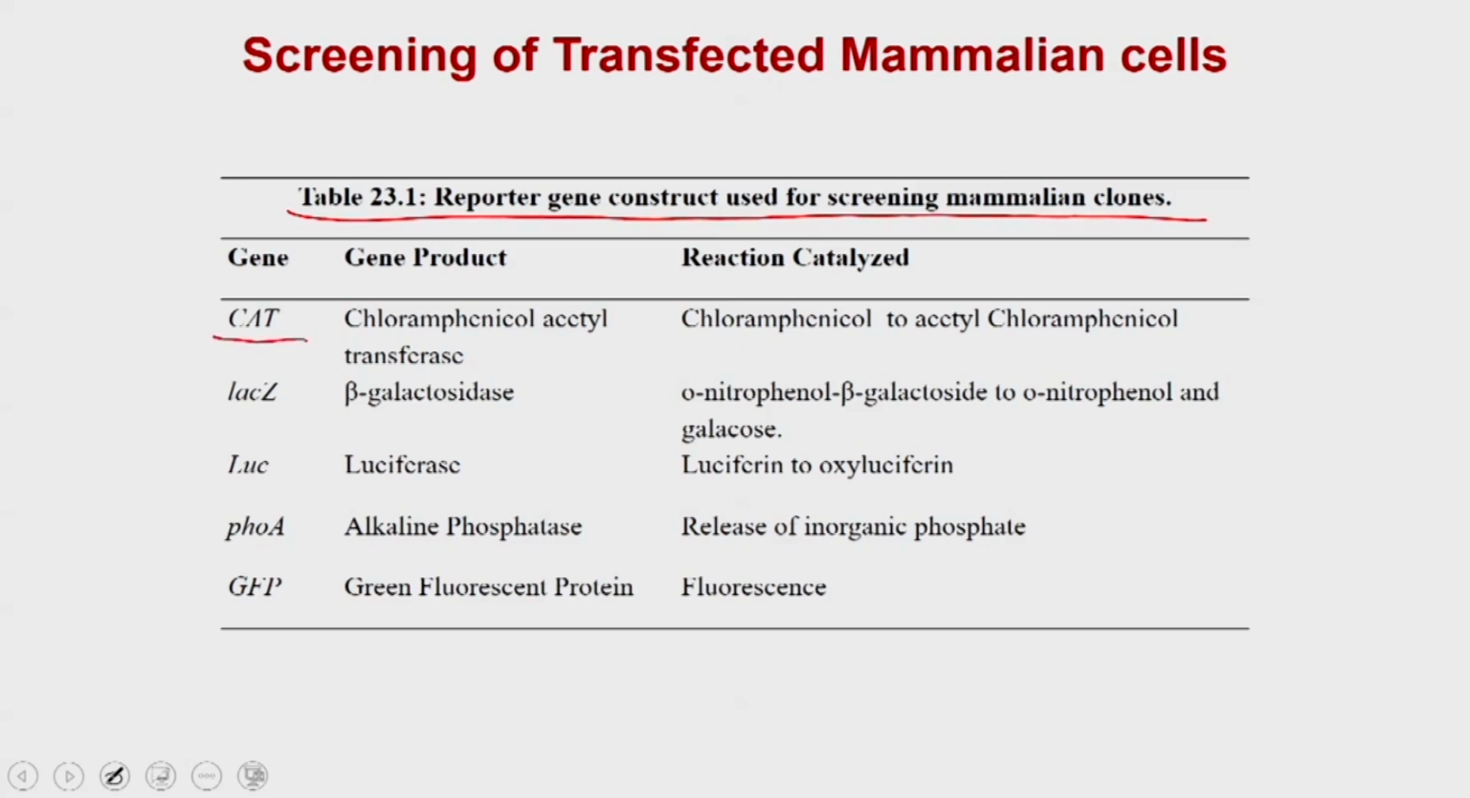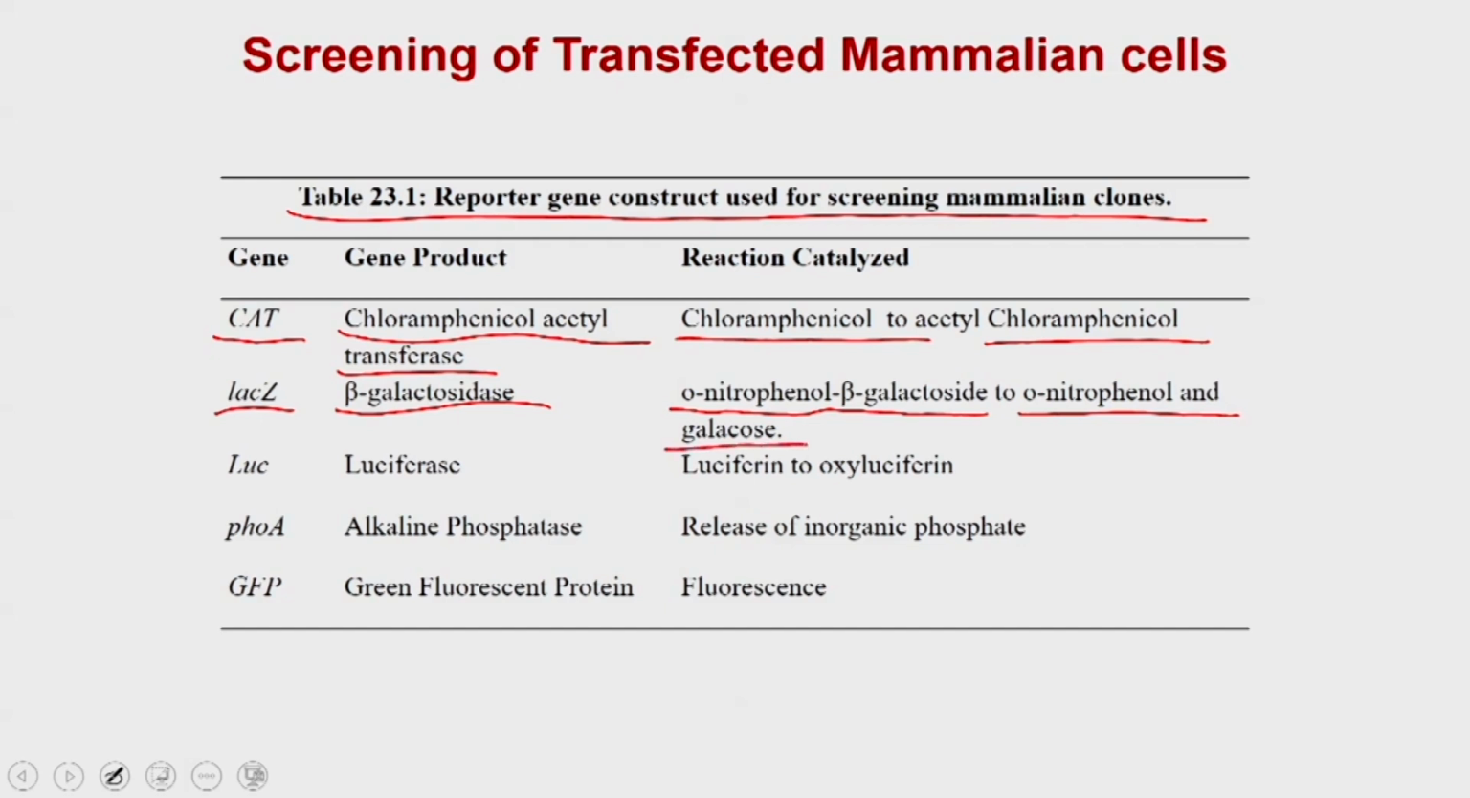For example, cat is a gene which expresses chloramphenicol acetyl transferase, and that converts chloramphenicol to acetyl chloramphenicol. So, you can catalyze this reaction and know. LacZ, which expresses beta galactosidase, can be used to monitor a reaction where orthonitrophenyl beta galactoside is converted into orthonitrophenol and galactose, and orthonitrophenol is going to give you color, and that can be used to monitor the activity of beta galactosidase.